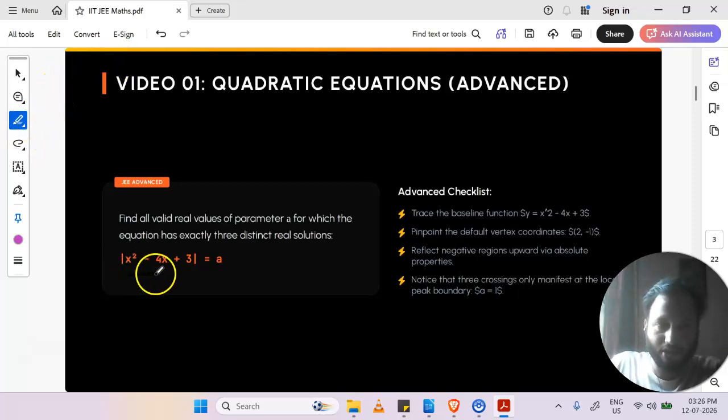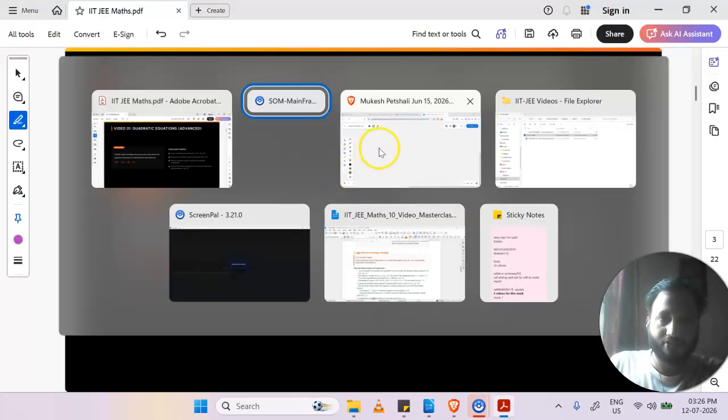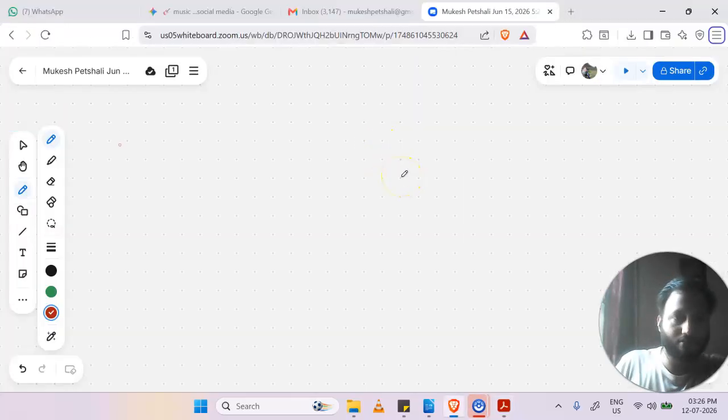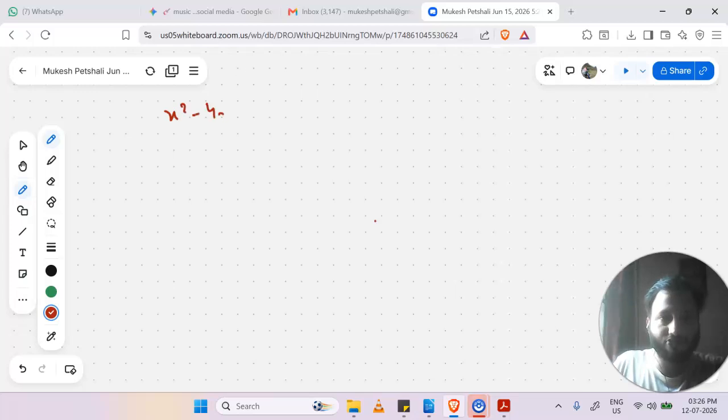Look at the equation very carefully. The equation is mod of x square minus 4x plus 3 equals a. Let's see that. x square minus 4x plus 3. Okay, so this is the equation: mod of x square minus 4x plus 3 equals a, and this equation has a mod.